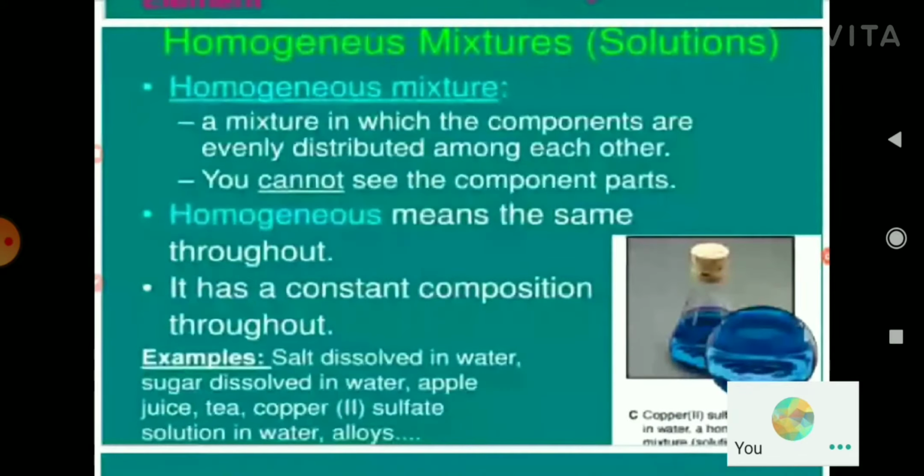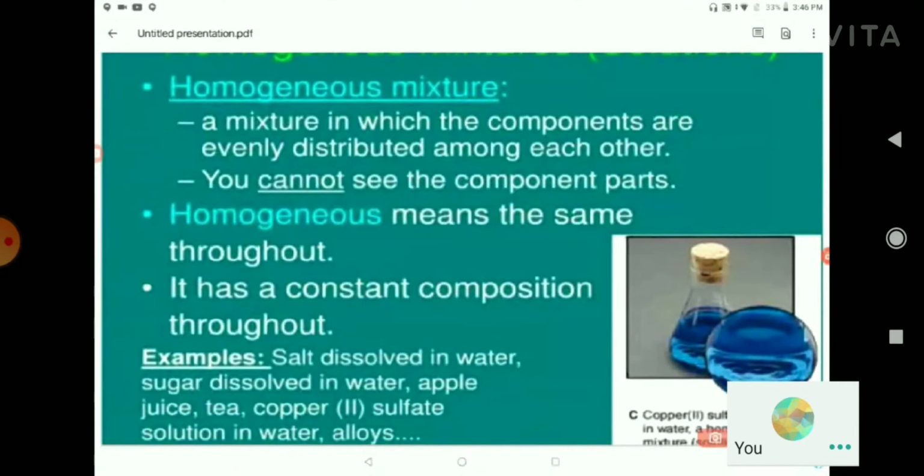Now let's go deeper into homogeneous mixtures. A homogeneous mixture is a mixture in which the components are evenly distributed among each other. They are distributed completely. You cannot see the component parts or the layers. Homogeneous means the same throughout. So we can't distinguish between the layers, and they are mixed together.